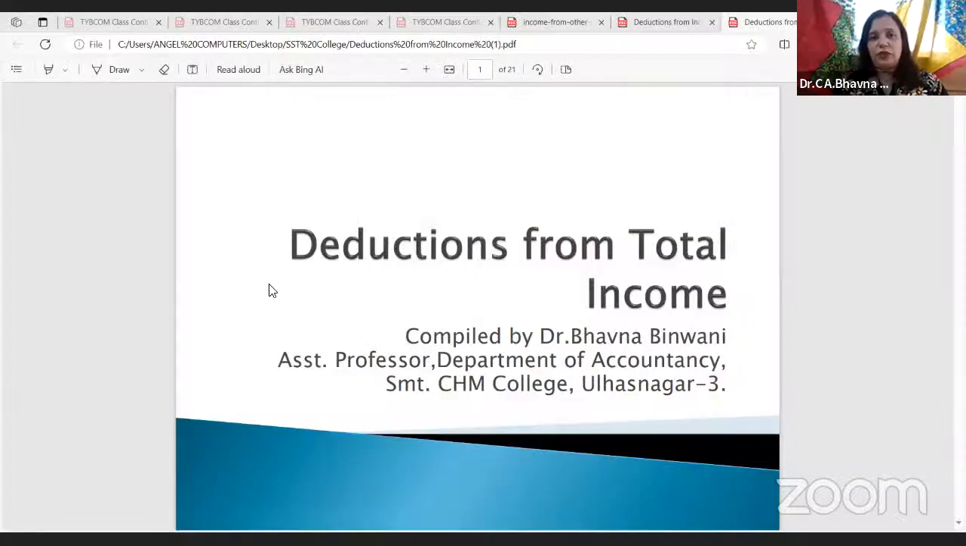Coming to the overall deductions, there are 7 overall deductions. Sharing the screen with you. Because the syllabus is so vast, I have to cover it in different slides. Okay. Now coming to the deductions. I hope the screen is visible. Yes. What deductions do we have from the gross total income?